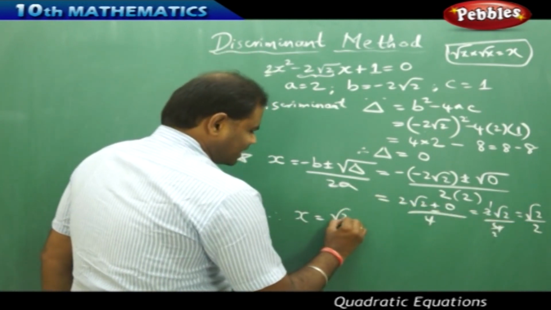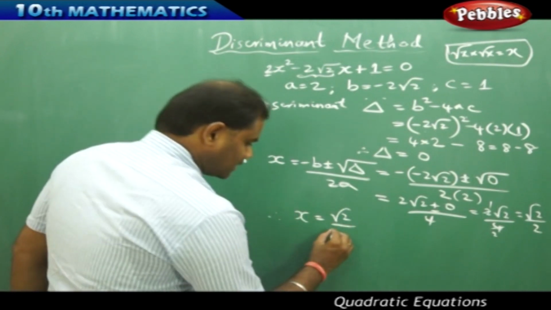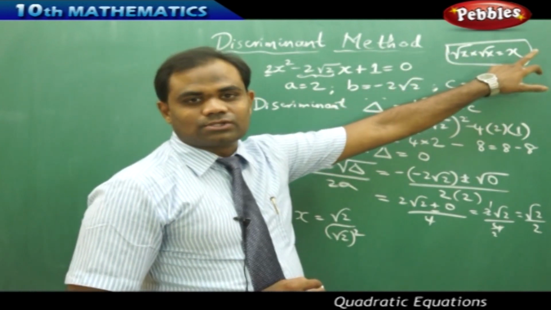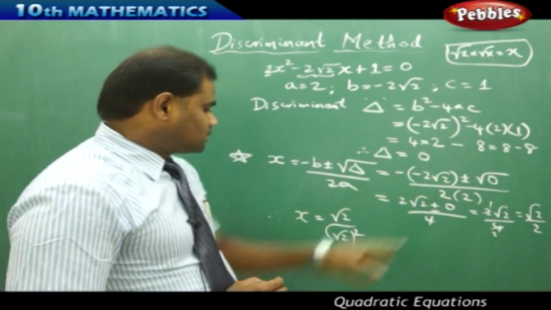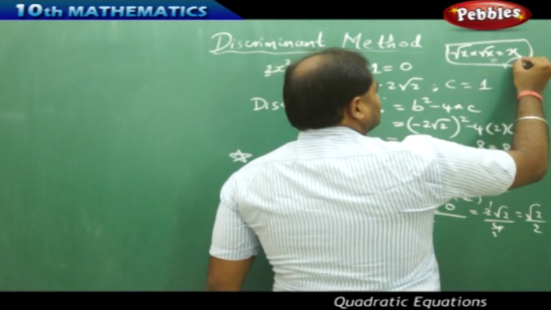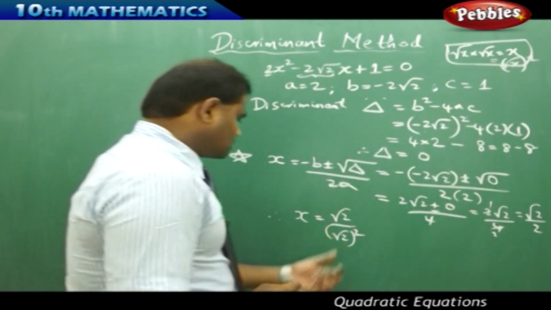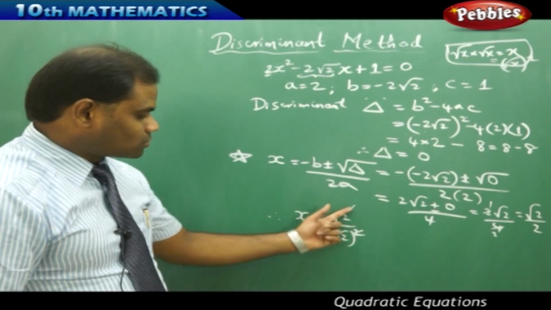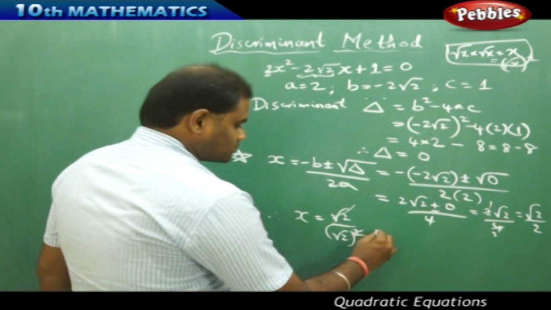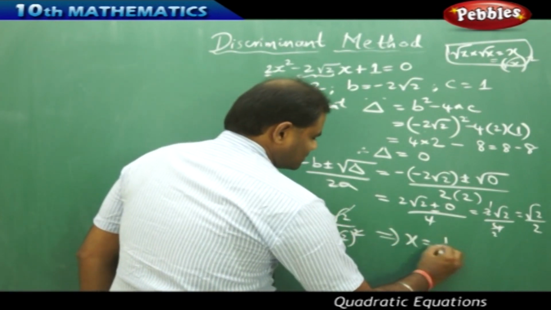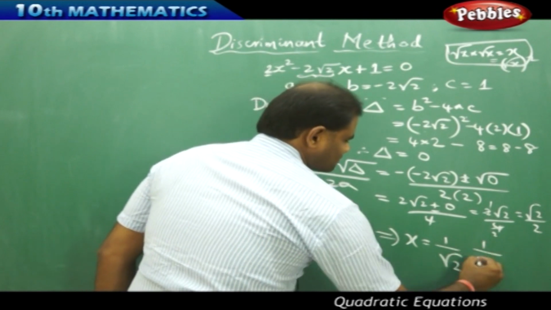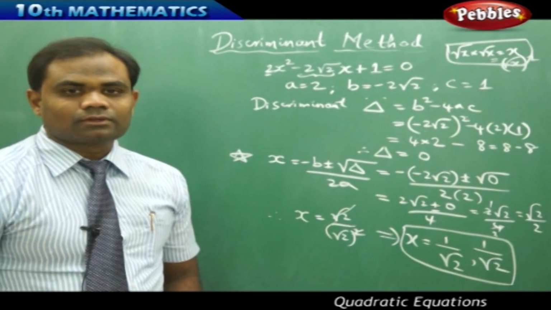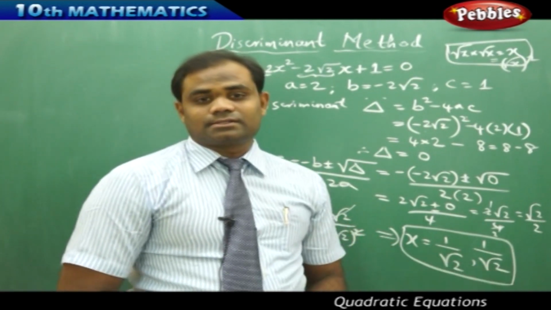Root 2 over 2 can be written as root 2 over root 2 whole square, because root x whole square is x. So 2 can be written as root 2 whole square, so that I can cancel one of the root 2. The reason I write 2 as root 2 whole square is I want to cancel this, which gives me x equals 1 by root 2, which is the required solution.